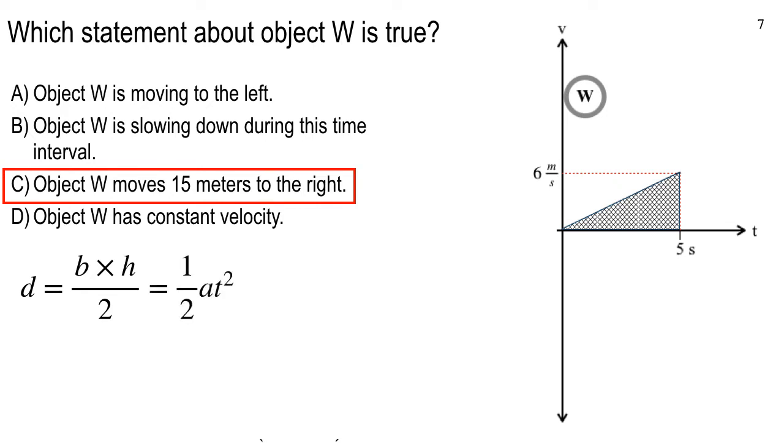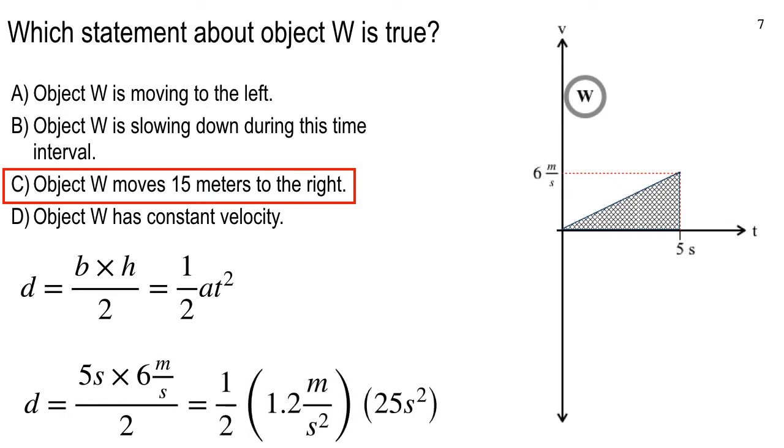Or you can calculate the acceleration and then square the time and then multiply them all together. Here's the plug-in for the base times height divided by 2, and here's the plug-in for the acceleration formula, simple accelerated distance, 1/2 at squared. Remember, 1/2 at squared is useful for calculating a distance if you know that it's starting from rest or if you know that it's coming to a stop. If V equals 0 describes either the initial state or the final state. Initial state means it starts at rest. Final state means it comes to a stop. So the 1/2 at squared formula is copacetic for that.